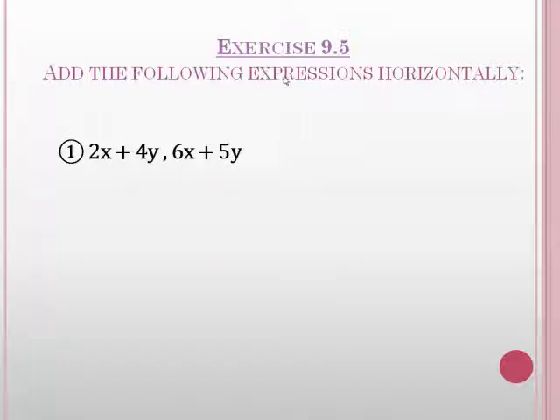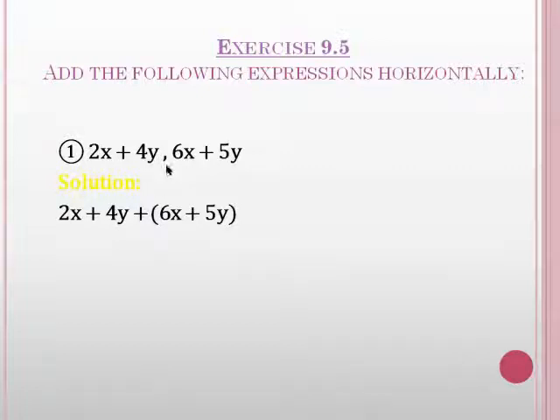Okay, here we have two expressions. The first expression has two terms, which are 2x plus 4y, and the second expression also has two terms, which are 6x plus 5y. Both terms in both expressions are unlike terms. Okay, here we start the solution.